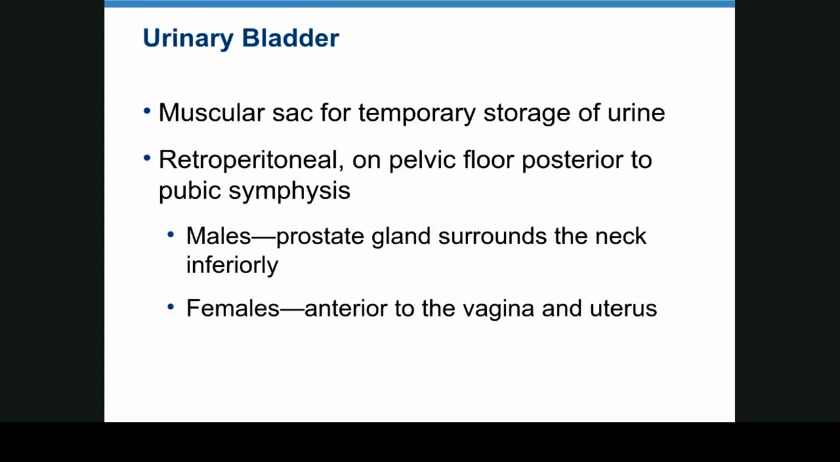Okay, the urinary bladder is a muscular sac for temporary storage of urine. It's retroperitoneal. It's on the pelvic floor, posterior to the pubic symphysis. In males, the prostate gland surrounds the neck of the urinary bladder inferiorly. So in prostatitis in males, it can cause obstruction of the urination. In females, the urinary bladder is anterior to the vagina and uterus.